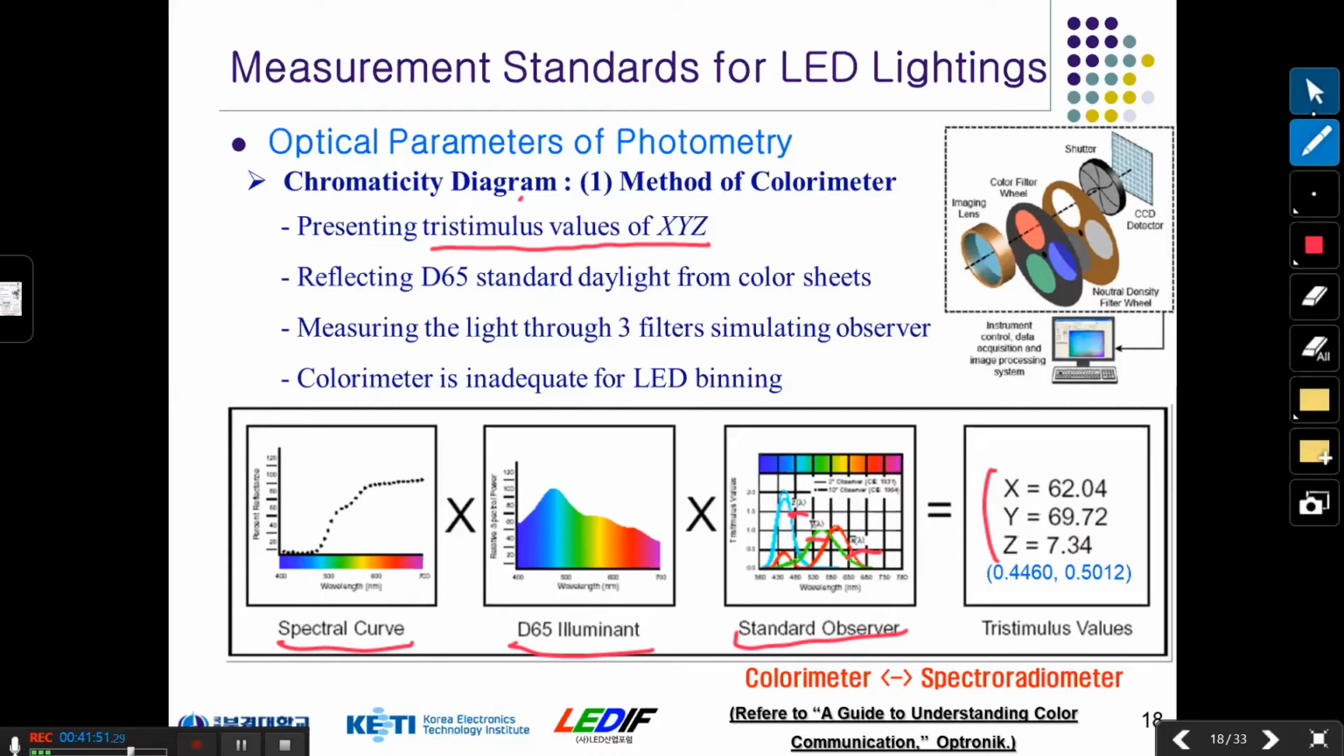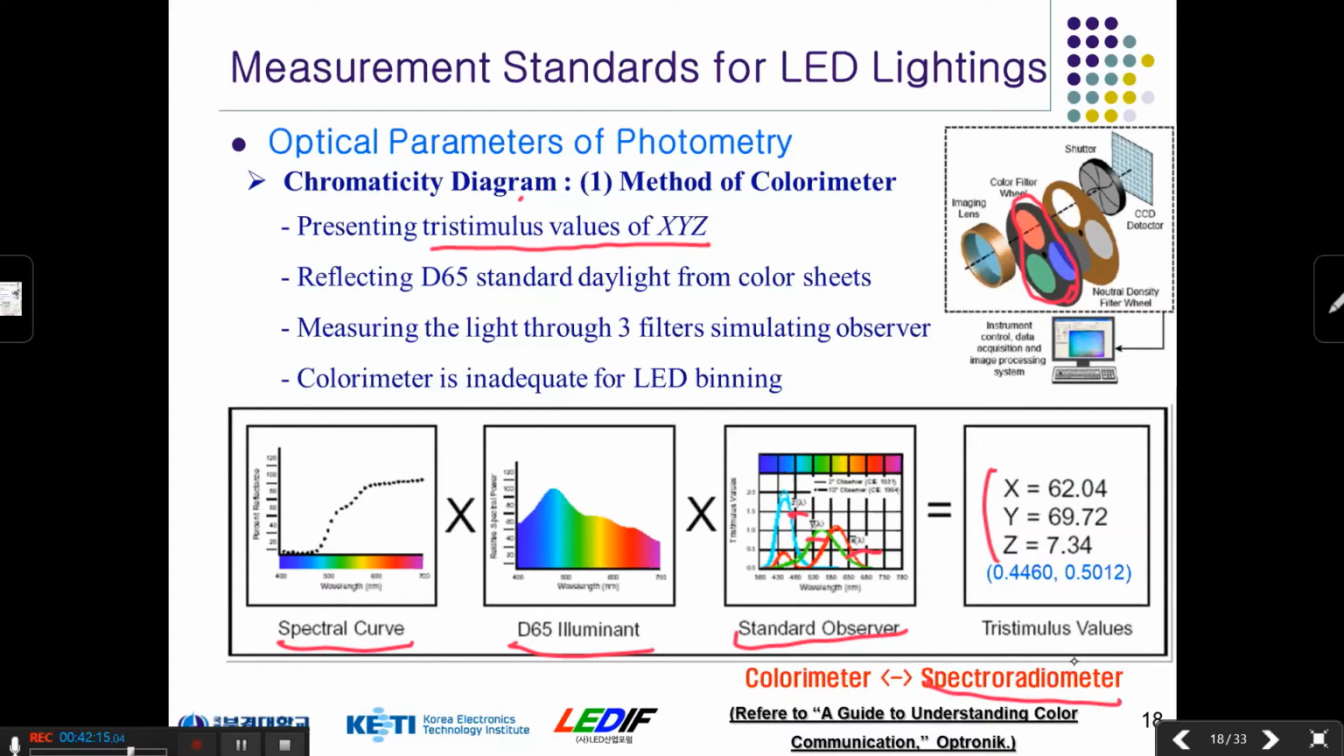In the colorimeter method, three color filters simulating standard observer x bar, y bar, and z bar are used to measure the spectral curve of LED, like this. To the contrary, a spectroradiometer is used to measure the spectrum. For binning LEDs, the colorimeter method is inadequate. Therefore, the spectroradiometer method is recommended for the binning.